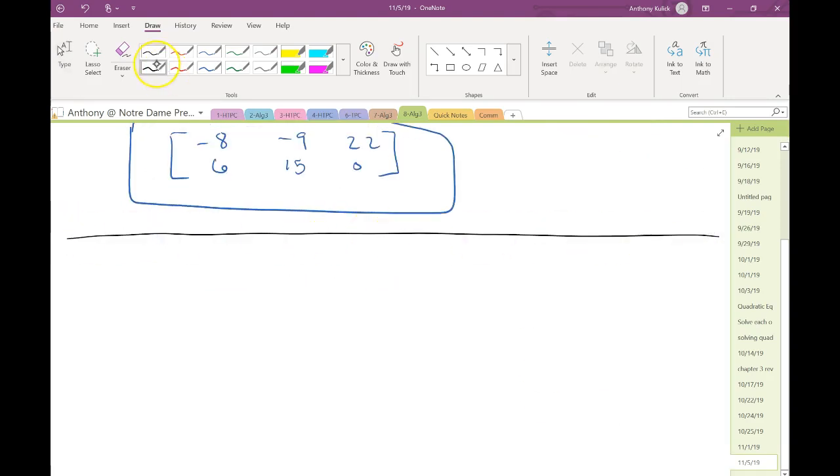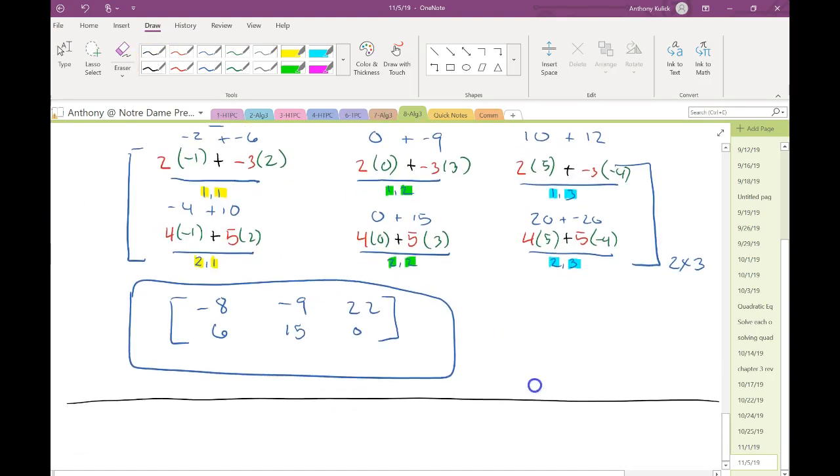Let's do another example of this, just multiplying things numerically.